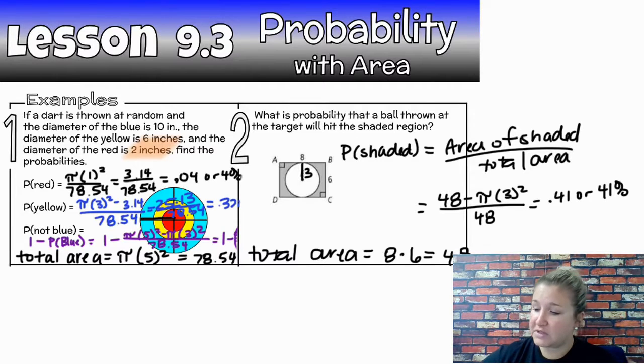So almost a 50-50 chance. That seems kind of odd, but that's because it's thrown randomly. You're not trying to hit the center target. So if you take the other piece and scooch it down, it looks about like 40%.